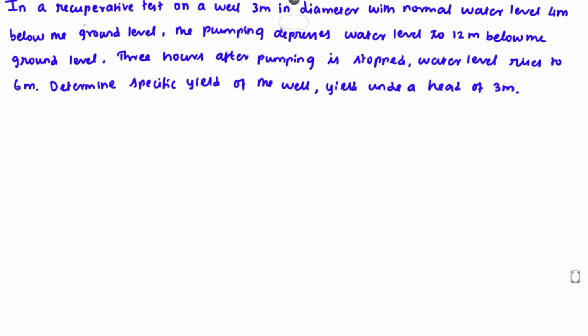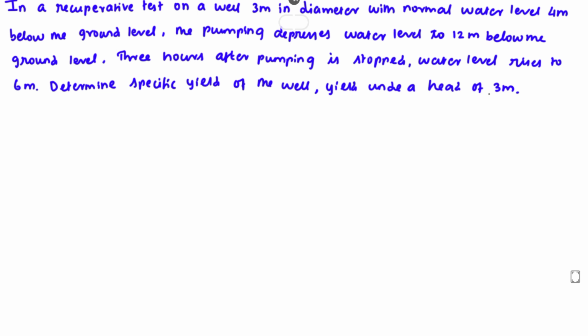Today we're going to see the topic related with source of water supply. So now we're going to find out the yield of the open well using recuperative test. We know the recuperative test is a method used to assess the yield and performance of the open well, particularly in groundwater studies.